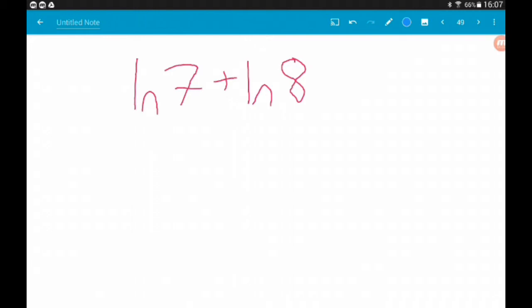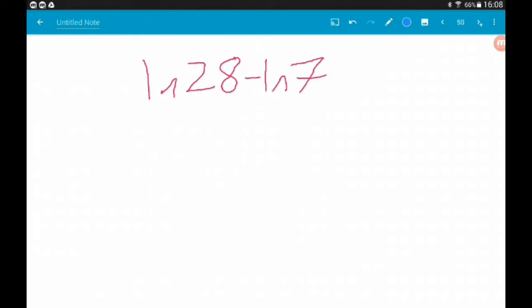Okay, these rules are exactly the same for natural logarithms, so ln logs. Remember, ln is just a logarithm with a base of e. So ln 7 plus ln 8 is just going to be ln 56. ln 28 minus ln 7 is going to be ln 4. We're doing 28 divided by 7.